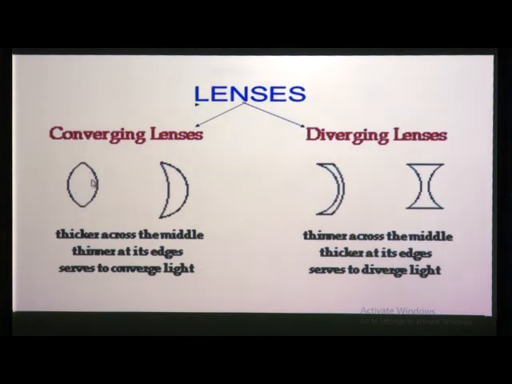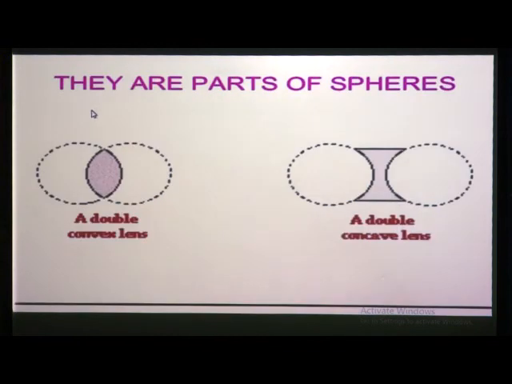Okay, so this is the structure of diverging lenses and converging lenses. They are parts of spheres, so this is also like mirrors. We know which type of structure spherical mirrors have, and like this only, these lenses are also of similar structure. This is also parts of spheres.